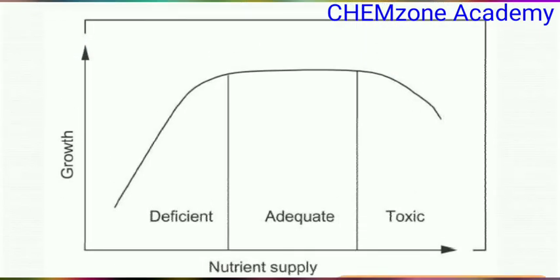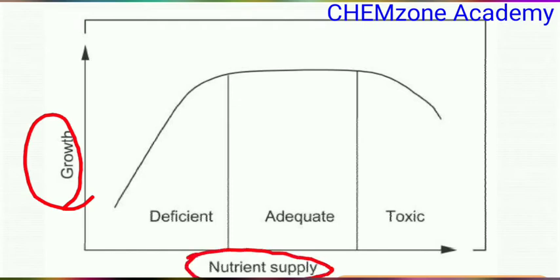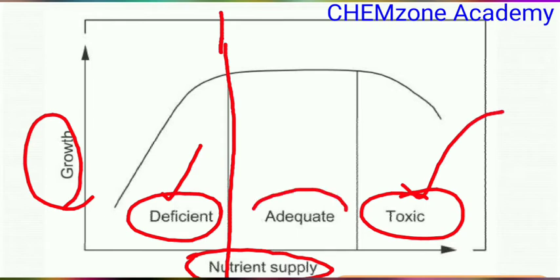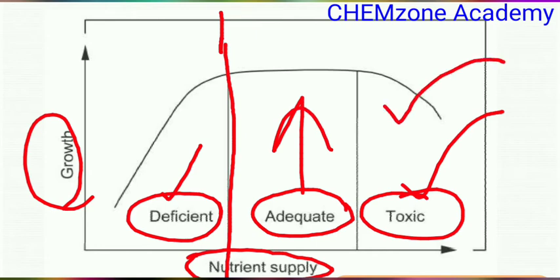This chart is between the growth and the nutrient supply. So it is called the deficiency if due to deficiency the disease is going to happen. And if it is in a high amount, then it is called toxicity. And if it is in an equal amount, that is called adequate. So you have to keep this in your mind. If you take more amount, then toxicity can be seen.